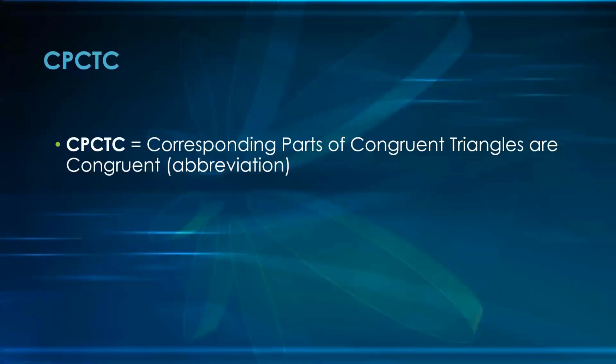First of all, an abbreviation. CPCTC stands for corresponding parts of congruent triangles are congruent. This is kind of one of the definitions of congruence. Two figures are congruent if all the angles are congruent to all the corresponding angles in the other figure, and all the segments are congruent to the corresponding segments in the other figure.